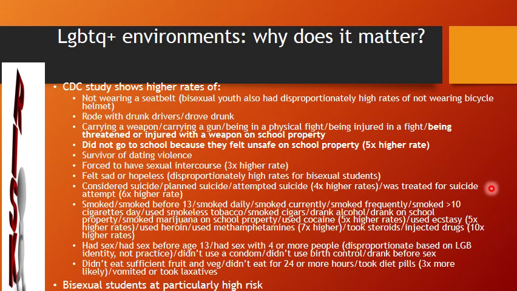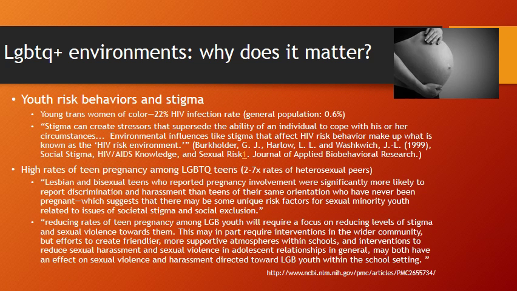Didn't eat enough, didn't eat enough fruit and vegetables, didn't eat for 24 hours, took diet pills, vomited, took laxatives. All of these are higher rates. And for bisexual students, it's a particularly higher risk. So to me, why this matters is because what we are seeing is that LGBT teens are risking their lives in every way we can see more recklessly than their heterosexual peers.